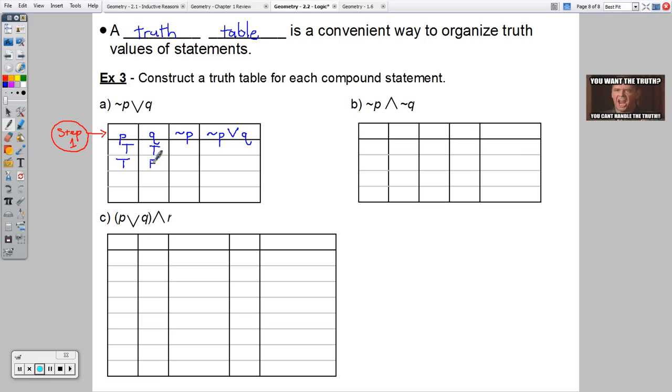If P is true and Q is false, then we'll have something else. P could be false and Q could be true. And finally, they both could be false. So these are our 4 combinations. These are our 4 different possibilities.